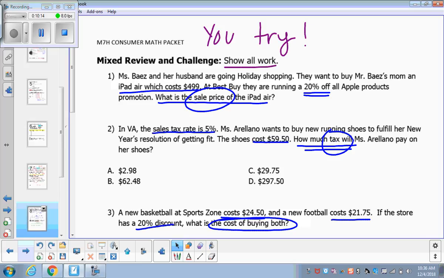Now this next page is designed to be something that you should be able to do completely on your own. I want you to try this entire page on your own. For the first problem, I've just kind of got it underlined for you. The initial price of the iPad, the discount is 20% off, and we want to know the sale price. This page is kind of a mixed review. Some of the problems are discounts, some of them are taxes, some of them are gratuity problems. It's up to you to read the problem and answer it correctly.